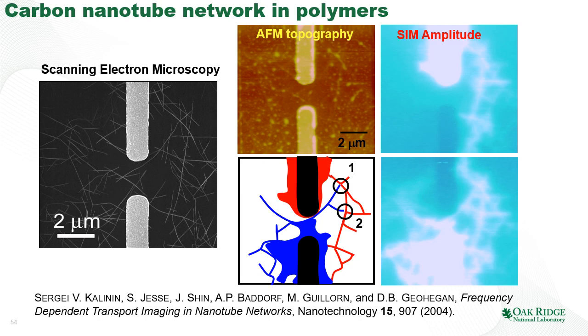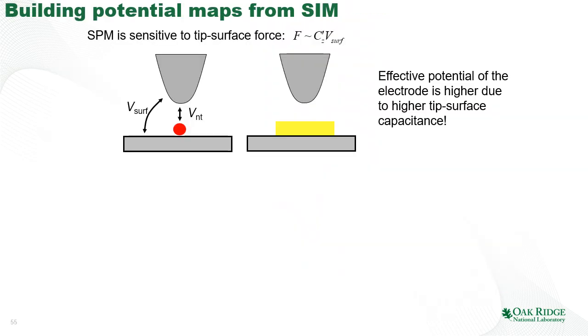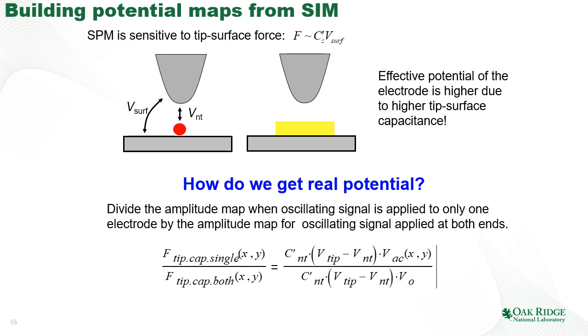So the current. It turns out that I can get a much higher spatial resolution, and I showed you the example of the tip calibration using the essentially scanning impedance microscopy setup.